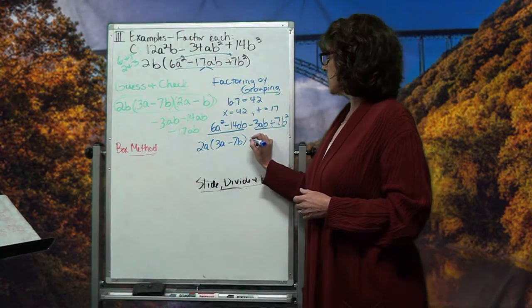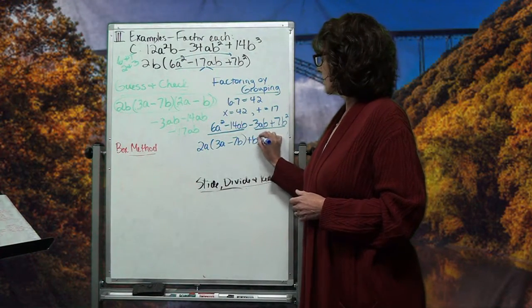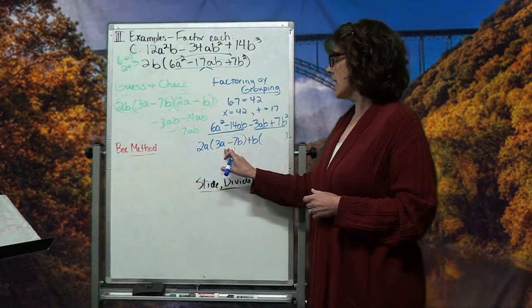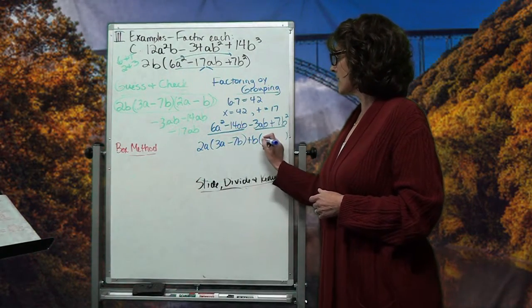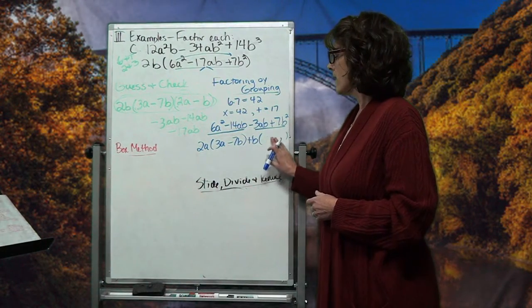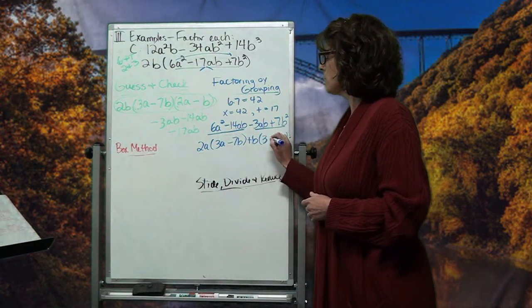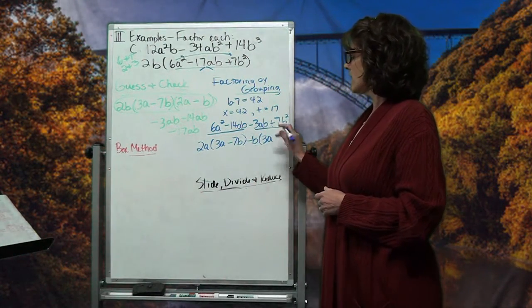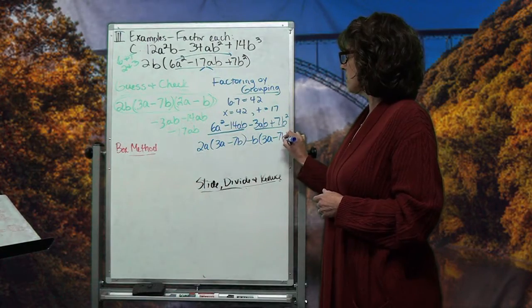And here I can take a b out. Now remember, I want this parentheses to be the same as that. The way I've got it written, I'm going to have a negative 3a there. I don't want a negative 3a, I want a positive 3a. So that tells me, hey, I better take a negative out with that b. And now when I take that negative b out of here, I'm left with a negative 7b.